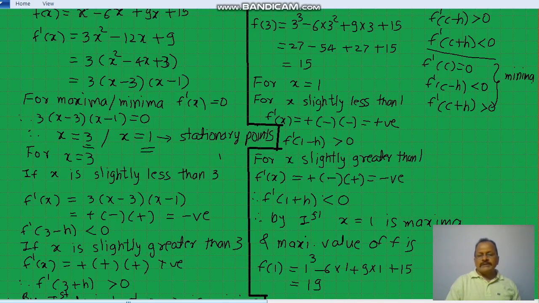the local maxima at x equal to 1 and the maximum value is 19, local minima at x equal to 3 and local minimum value is 15. That final answer you may write.